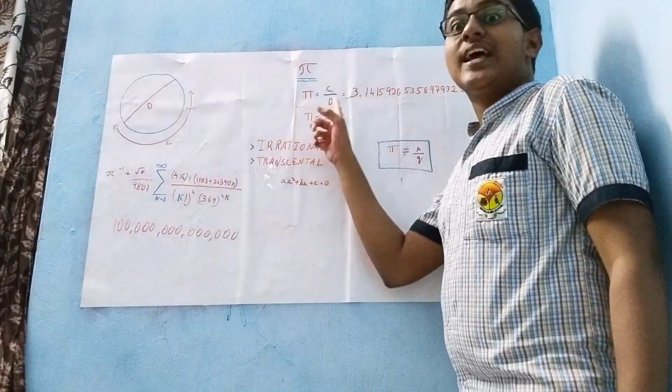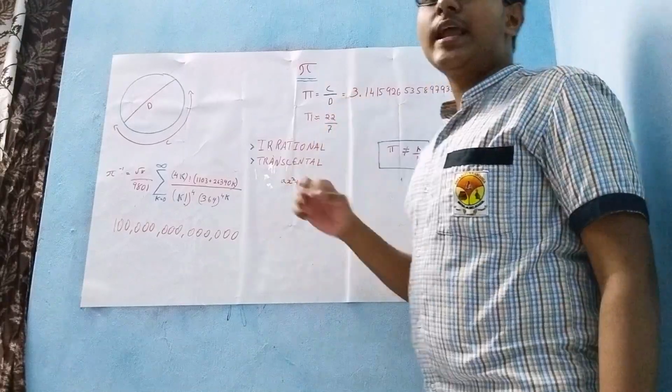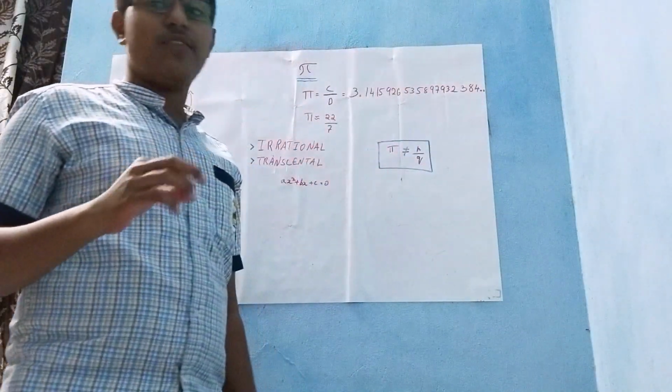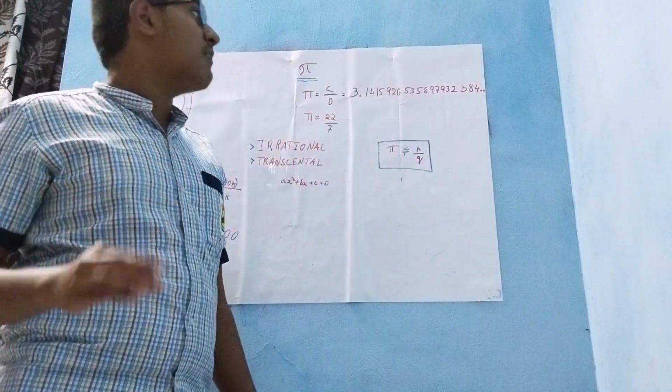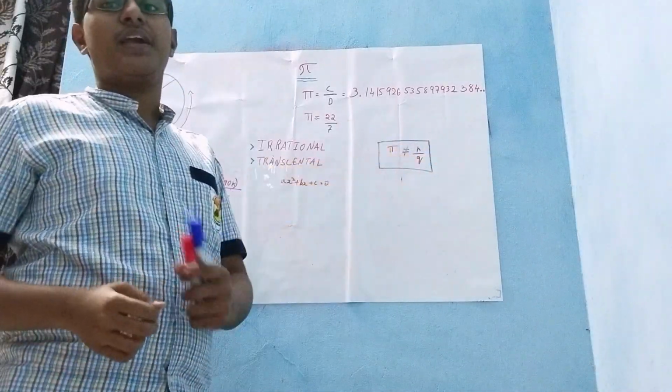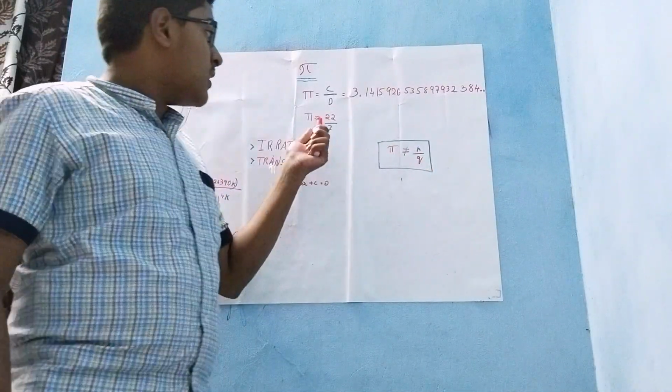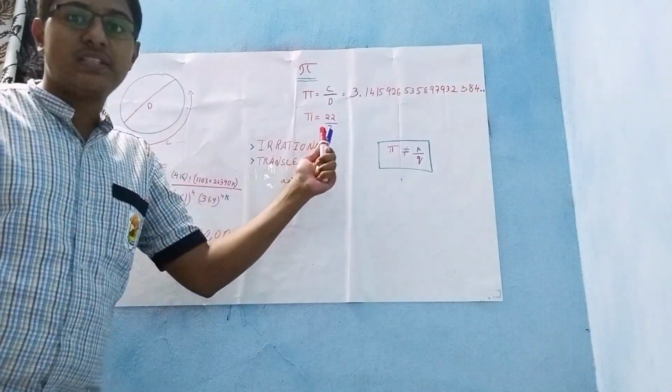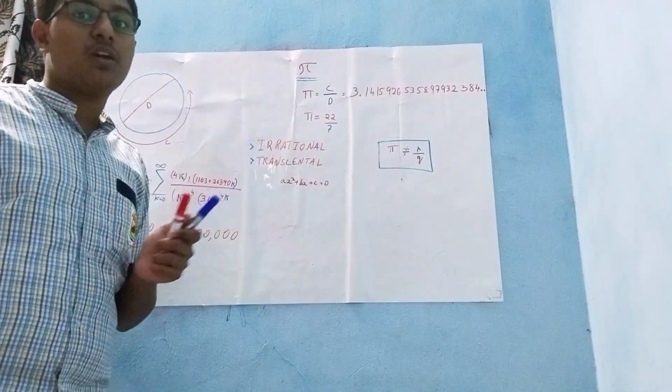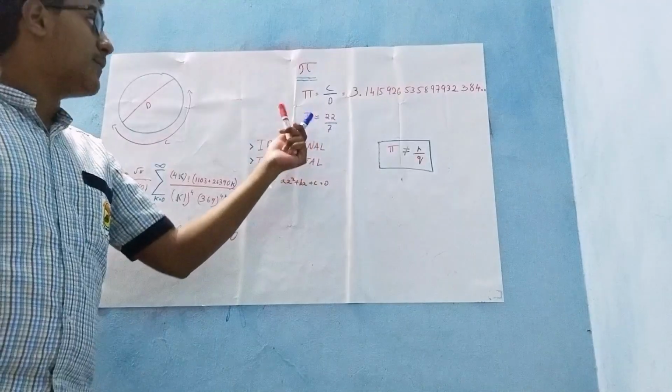Pi is expressed as c by d, which is equal to 3.14159265358 and so going on forever. Here I have written some digits of pi. Pi has no end. And you may see here 22/7. This is a great approximation of pi. This is not pi, but it is an approximation.